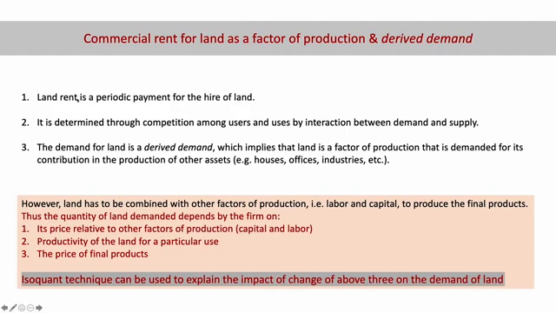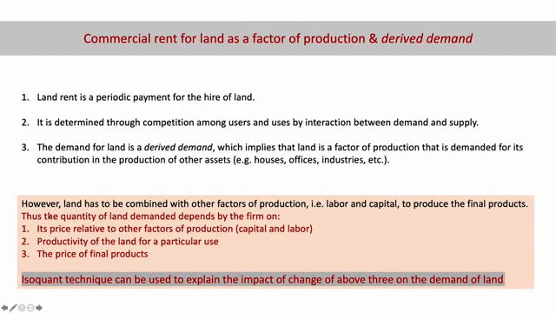We already discussed that the rent for land is a periodic payment for the hire of land, and it is determined through competition among users and uses by interaction between demand and supply. Now we will focus on those elements which impact the demand for land. We have already discussed supply. Supply is fixed. There is flexibility to allocate quantities across different uses. Now we are focusing on demand, and we want to understand what factors impact the demand for land.